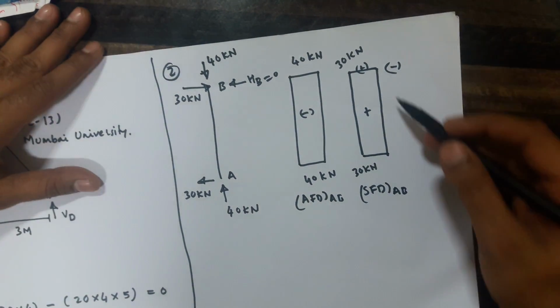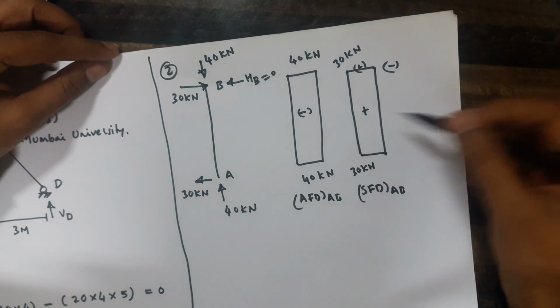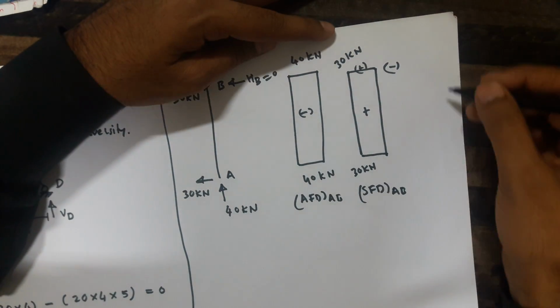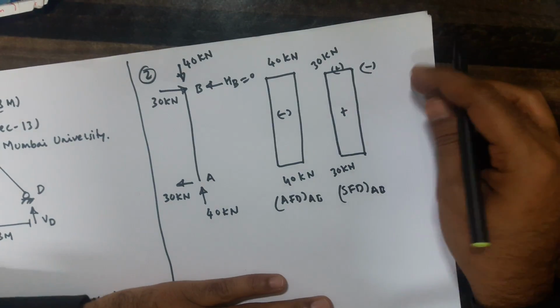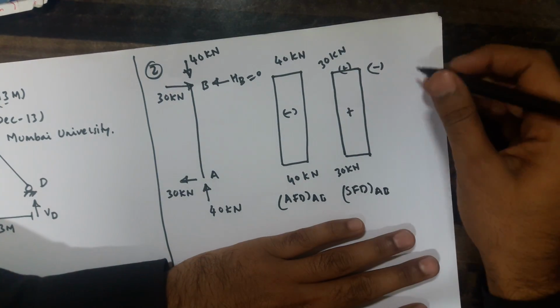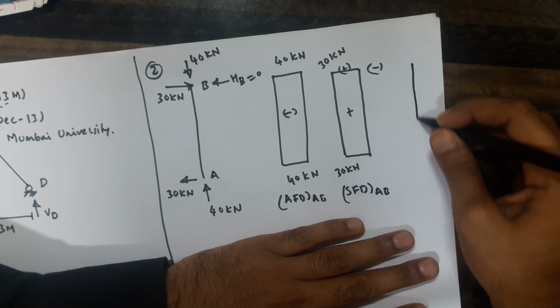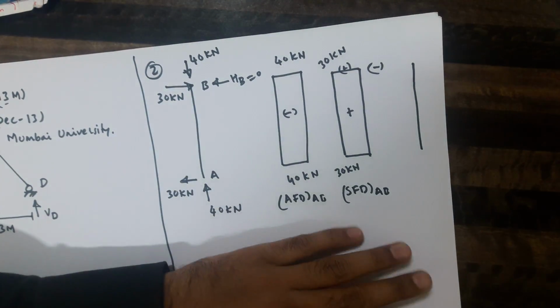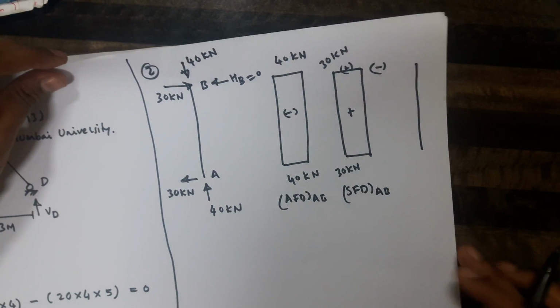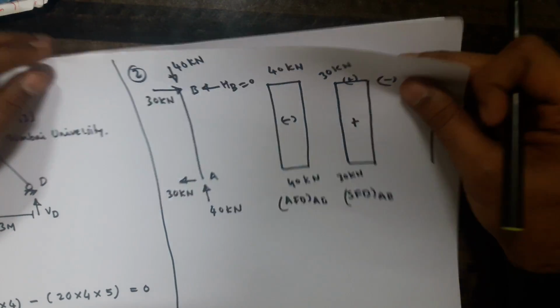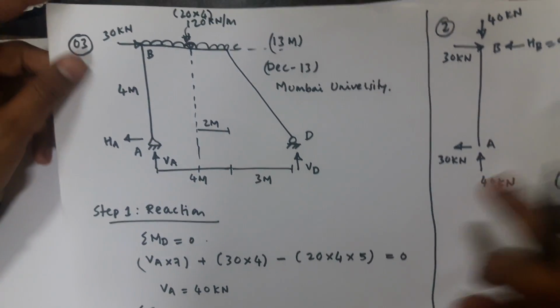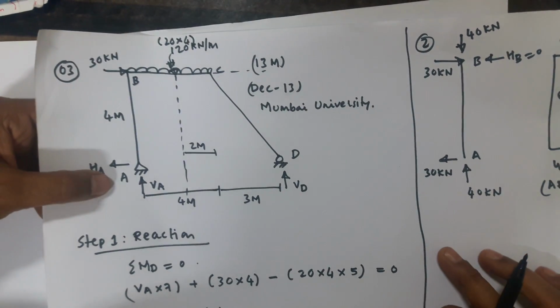Okay, so this is the shear force diagram of this member. Now we have to draw the bending moment diagram. Bending moment diagram, this is the datum. Bending moment at A is 0, we know, because it is a hinge support.